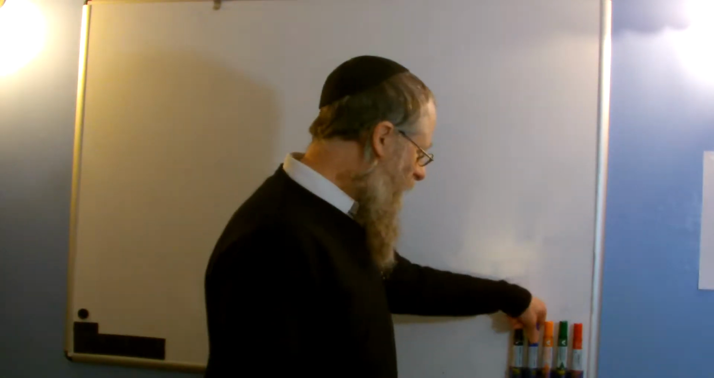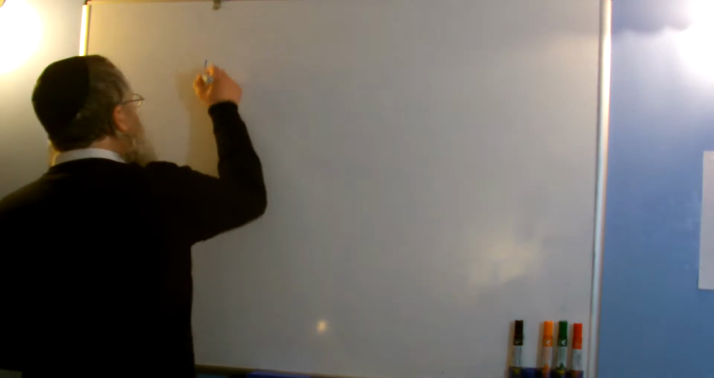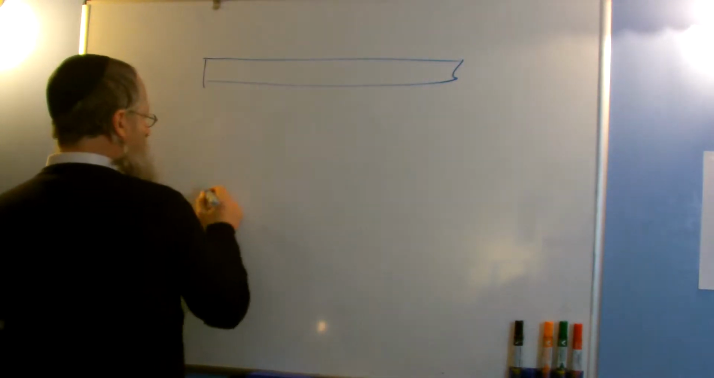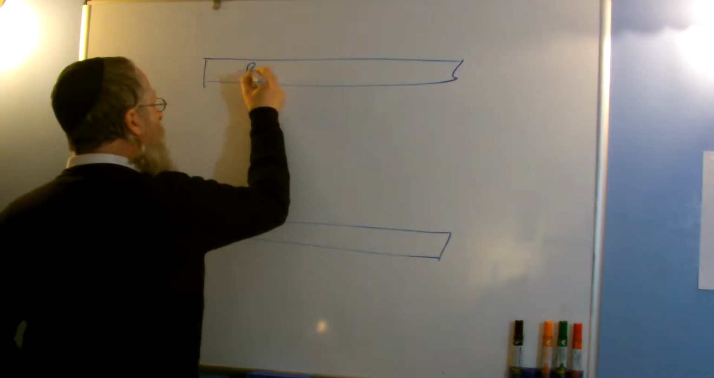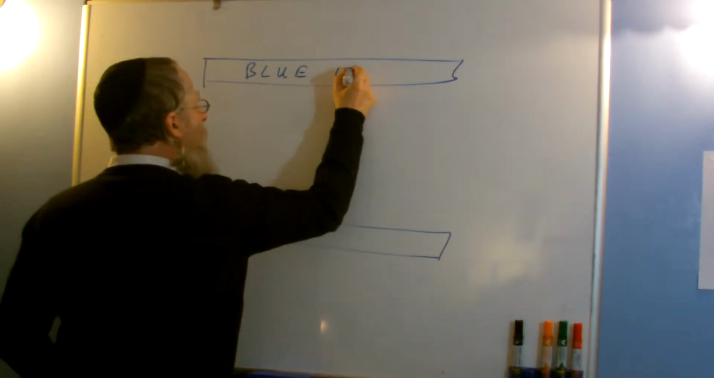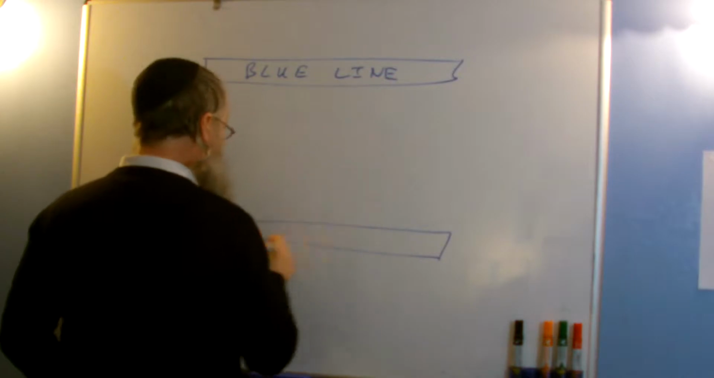I'm going to draw the flag, and what we have is a blue line here, and I'm going to put a blue line, and we have a blue line at the bottom.